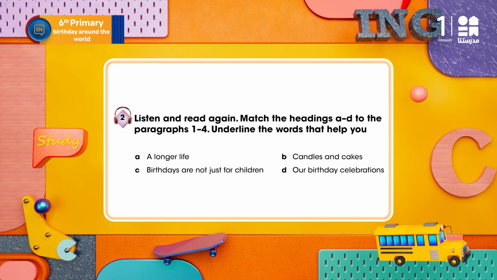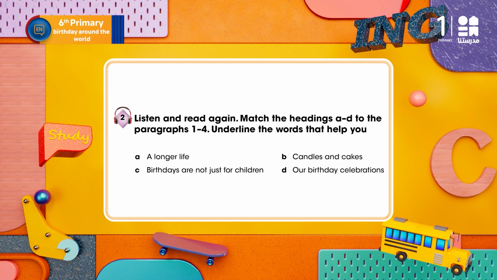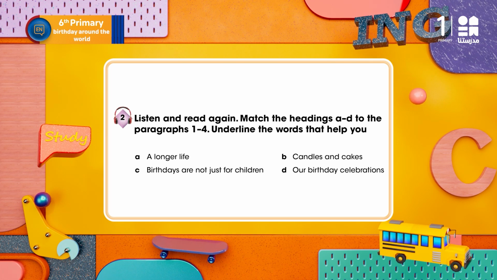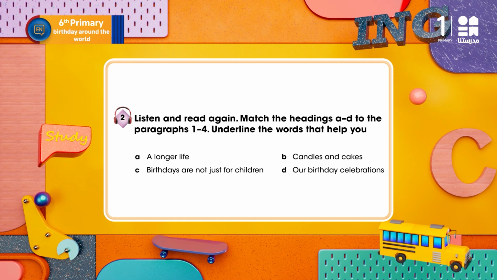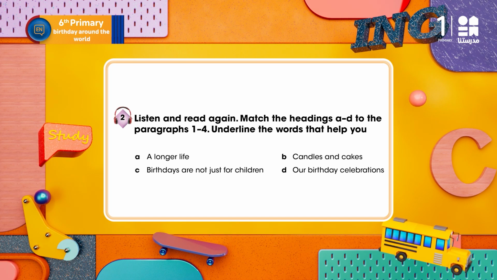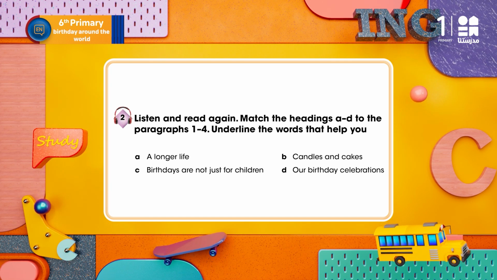Student's Book, Unit 4, Lesson 4, Exercise 2. Listen and read again. Match the headings A to D to the paragraphs 1 to 4. Underline the words that help you.